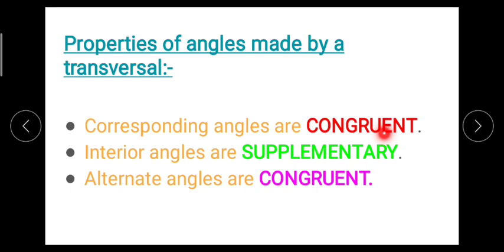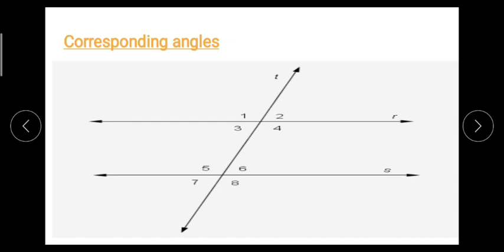Corresponding angles are congruent, interior angles are supplementary, and alternate angles are congruent. Now let's understand this with the help of this figure. I am going to use the pen so you will understand the properties. First we will see the property related to corresponding angles. Corresponding angles are always congruent.